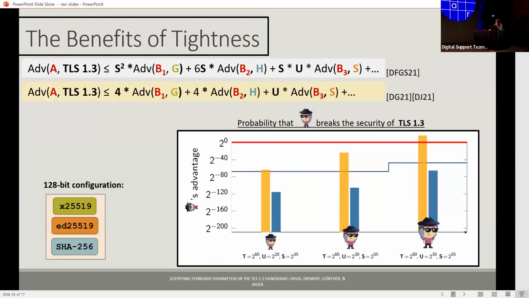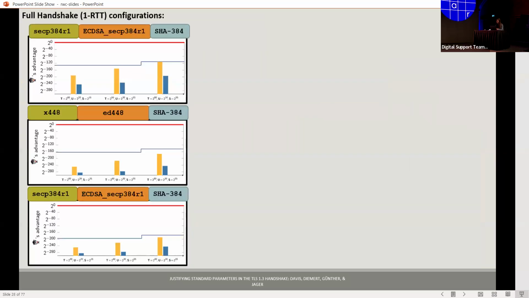Our main contribution was giving a tighter bound for both the full handshake and the pre-shared key modes that reduces this quadratic loss to a constant loss. And we can see that for all of our adversaries, we are able to achieve the target 128-bit security and well under that. These improvements extend to all of the other standardized elliptic curves where we performed the same type of concrete evaluations.